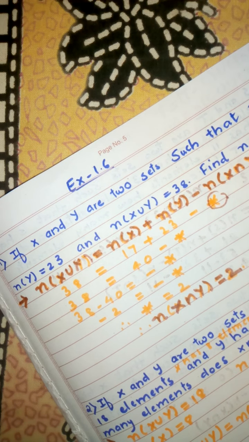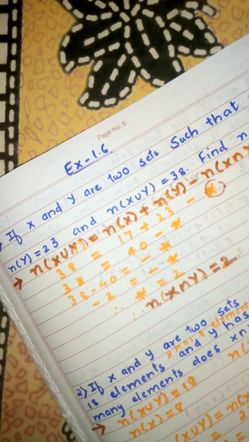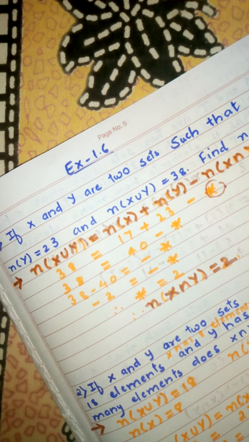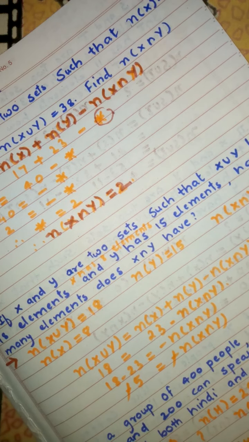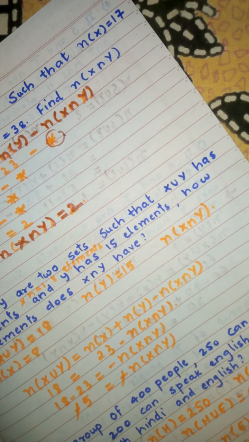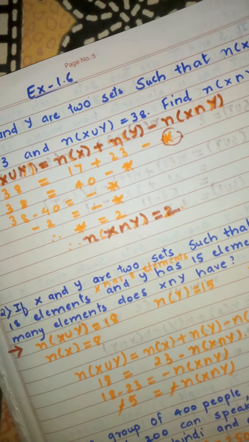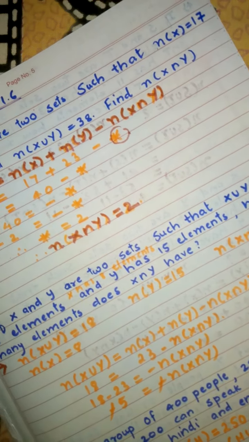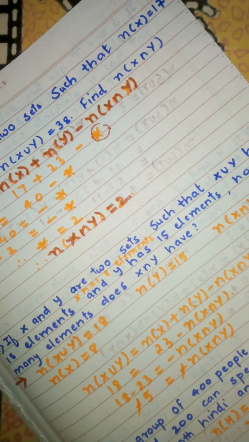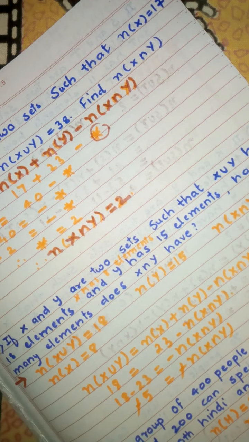Now moving to the second problem. In this problem, you can see that if x and y are two sets such that x union y has 18 elements, x has 8 elements and y has 15 elements, then we are asked to find how many elements x intersection y has.